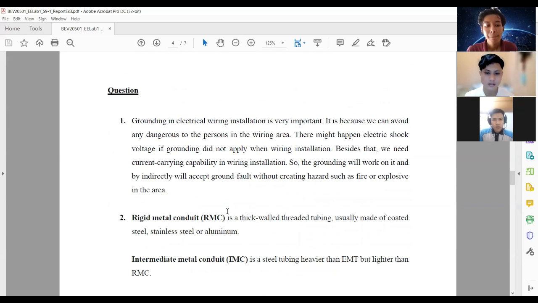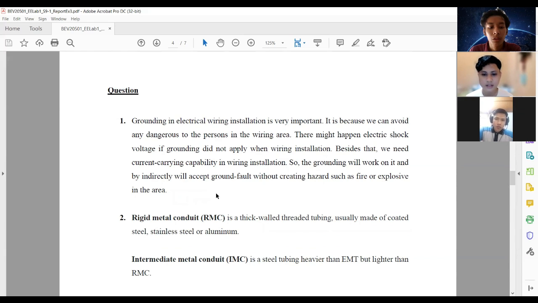Okay, for the question, we have 2 questions here. The first question asks to discuss the purpose of grounding in electrical wiring installation. Grounding in electrical wiring installation is very important because we can avoid any dangers to the persons in the wiring area. Electric shock voltage might happen if grounding is not applied during wiring installation. Besides that, we need current carrying capability in wiring installation, so the grounding will work on it and indirectly will accept ground fault without creating hazards such as fire or explosion in the area.